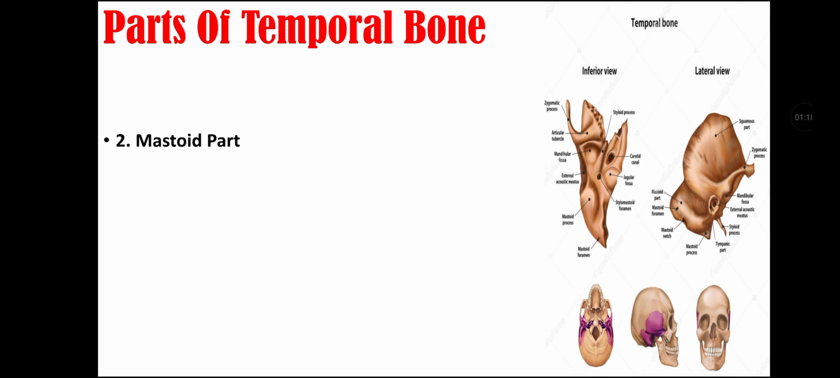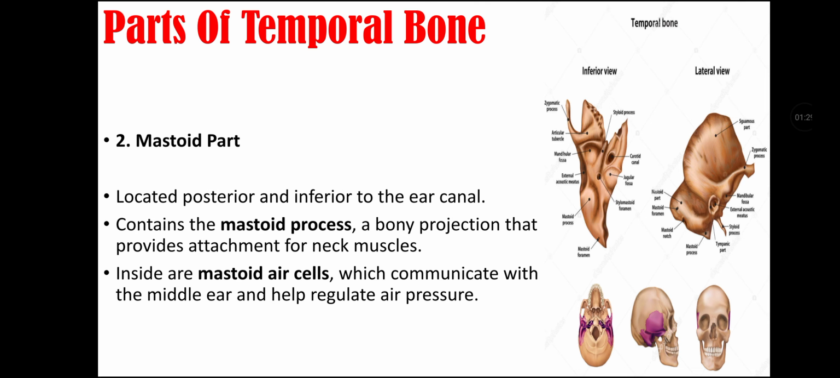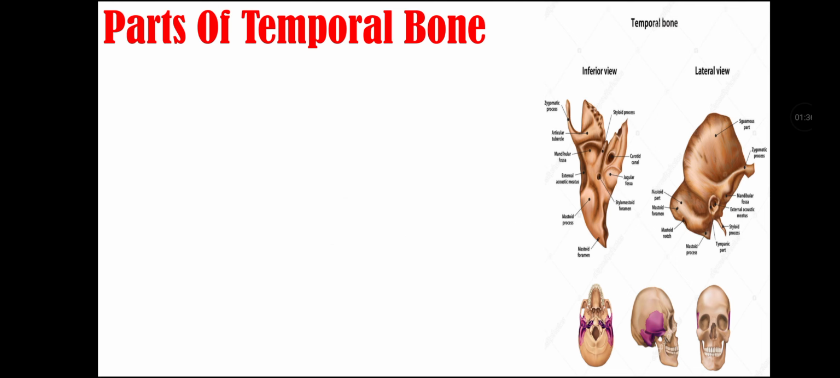Next part of temporal bone is mastoid part. It is located posterior and inferior to the ear canal. It contains the mastoid process, that is a bony projection that provides attachment for neck muscles. Inside the mastoid part are mastoid air cells which communicate with the middle ear and help regulate air pressure.